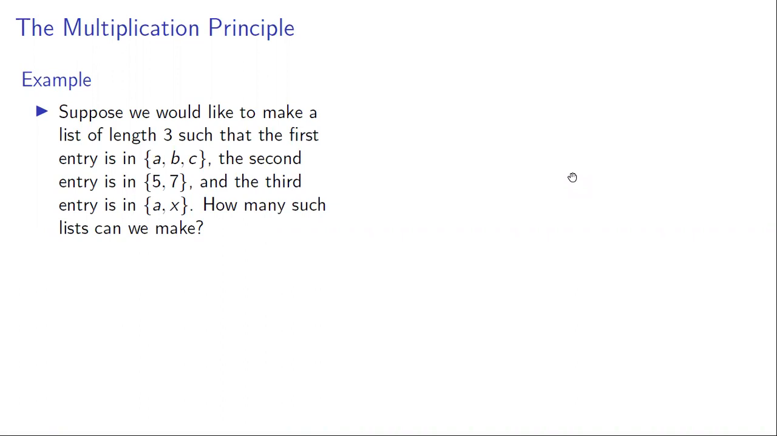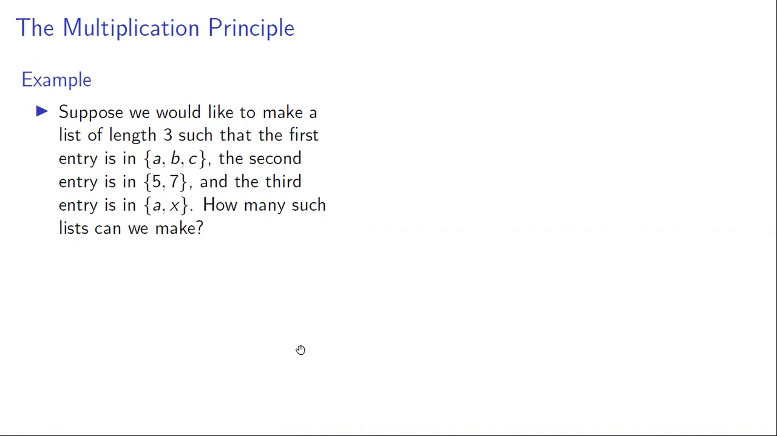So suppose we would like to make a list of length 3, such that the first entry is something from the set A, B, C. So the first entry is either A or B or C. That's the first entry of the list. The second entry of the list is either going to be 5 or 7. And the third entry of the list is either going to be A or X. Question: how many such lists can we make? We would like to count how many lists like this can we make following these rules.